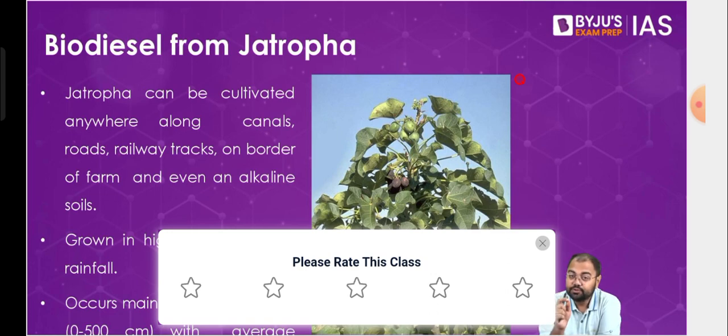In case of biodiesel from Jatropha, initially there was a lot of excitement from the side of the government, so much so that Dr. APJ Abdul Kalam had started growing Jatropha in the backyards of the Rashtrapati Bhavan. He basically wanted to show the farmers or people of India how easy it is to grow Jatropha. So even you can do that, you can also use Jatropha. Now, overall, what happens here?